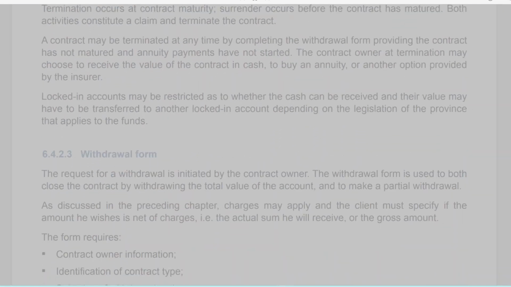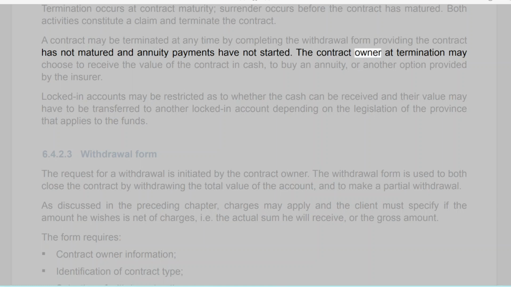Termination occurs at contract maturity, surrender occurs before the contract has matured. Both activities constitute a claim and terminate the contract. A contract may be terminated at any time by completing the withdrawal form providing the contract has not matured and annuity payments have not started.